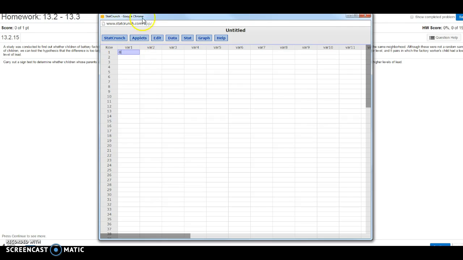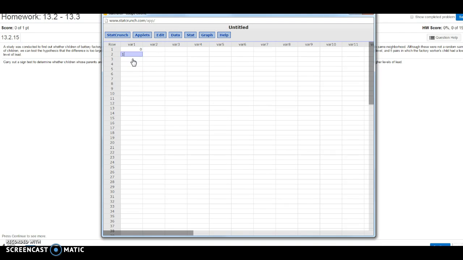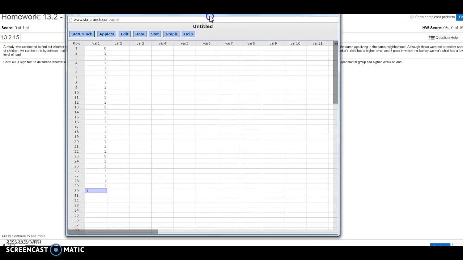I'd put a 0 in. 29 had a higher level, so I'm going to put in 29 ones. Those are just positive numbers. I could put in 29 10s, 29 50s, whatever I wanted as long as it was a positive number. A little tedious, but not too bad. All right, there's 29, and then I had 5 pairs where it had a lower number, so I'm going to put a -1 5 different times. All right, now I have all the data in.